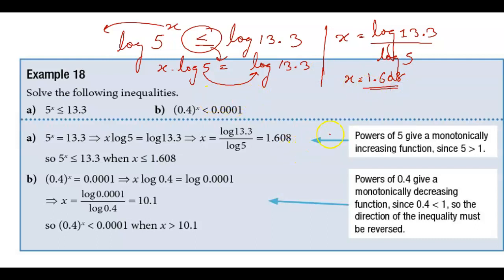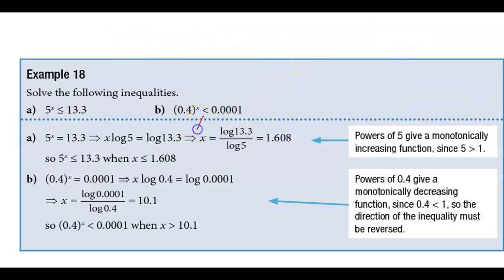So as you are having this expression 5 raised to power x must be less than or equal to 13.3, your x must be less than or equal to 1.608. Understood, children? Okay, clear? Let us have a look at the other question. Now this is strictly less than. Okay, children? Take log on both the sides.